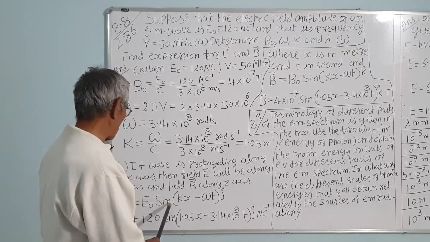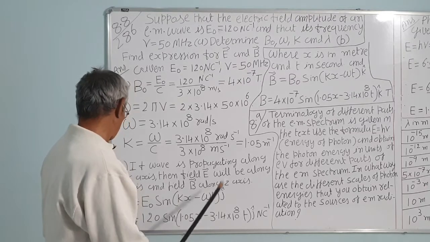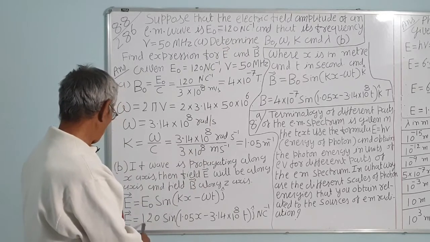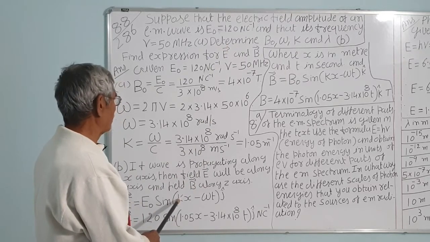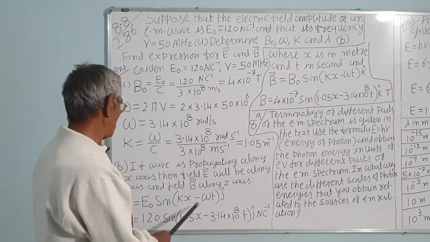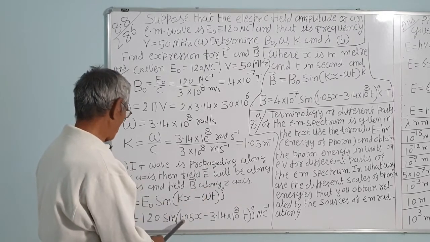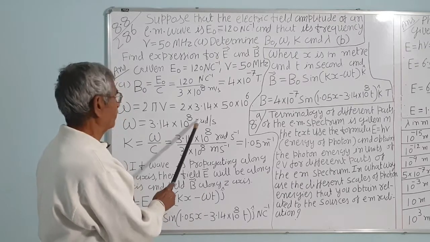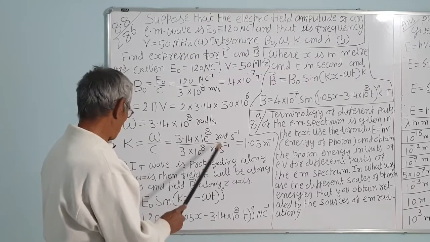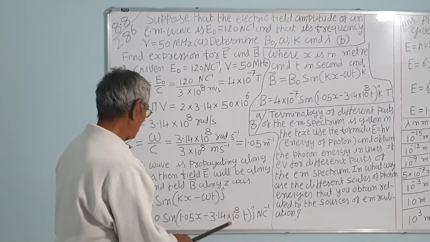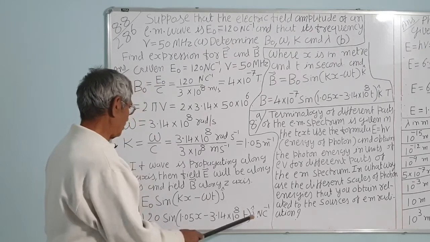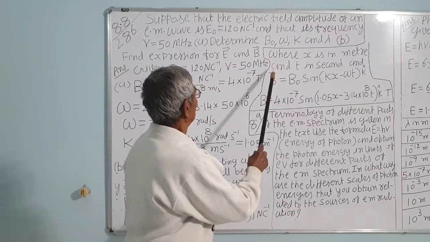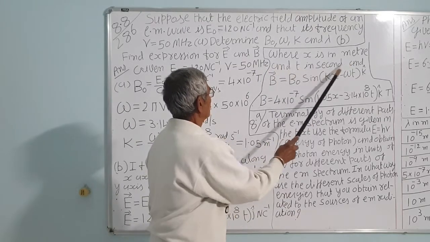So, E is equal to E0 sine of kx minus omega t into j. Now, E0 value is already given, 120 Newton per Coulomb. So 120 sine, k we have already calculated, 1.05 meter minus 1, that is 1.05 x. Omega also we have calculated, 3.14 into 10 raised to 8 radian per second, and t and j. The unit of E is Newton per Coulomb, where x is in meter and t in second.